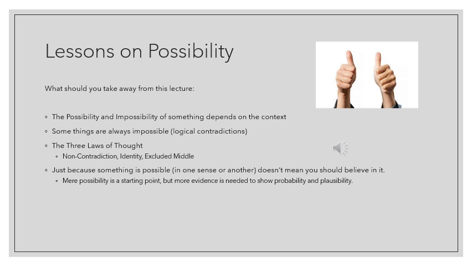What I hope you have learned from this lecture is that the notions of possibility and impossibility ultimately depend on context. Also, that some things ultimately are always impossible, right? Sometimes, if something leads to a logical contradiction, then that thing simply is not possible at all. I want you to remember the three laws of thought, the three laws of logic: the law of non-contradiction, the law of identity, and the law of excluded middle. And I want you to recognize that just because something is possible in one sense or another doesn't mean that you should believe it, because while mere possibility may be a good starting point for our beliefs, more evidence is needed to really show that something is plausible or probable.